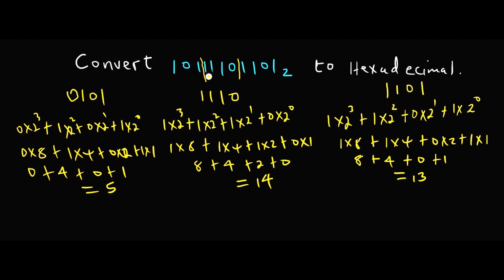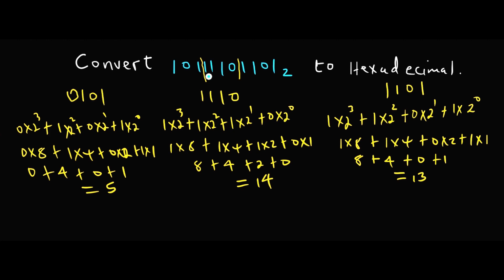So now all we need to do is put these three numbers together, 5, 14, and 13. But remember, we are converting to hexadecimal. There is no such number as 14 in hexadecimal. From 10 to 15 are represented using letters. So that is what we're going to do. We're going to look for the corresponding letter for 14, and the same with 13.